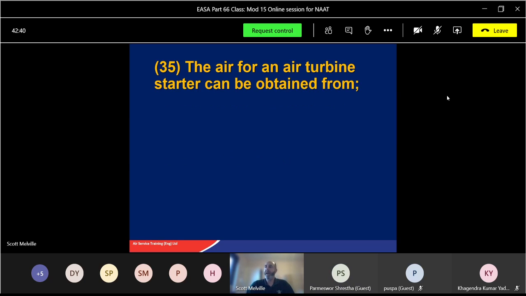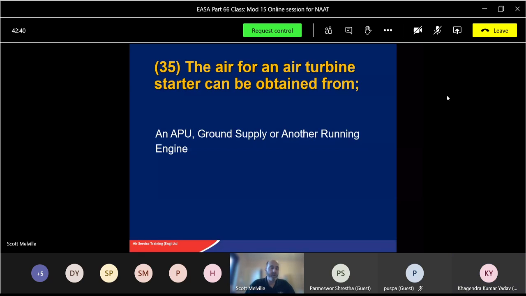35, the air for an air turbine starter can be obtained from, very similar to what I've had already. Again, air can be obtained from APU. Yeah, APU, ground supply, or another running engine. Just a follow on from the previous question.